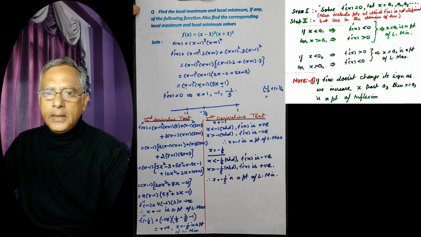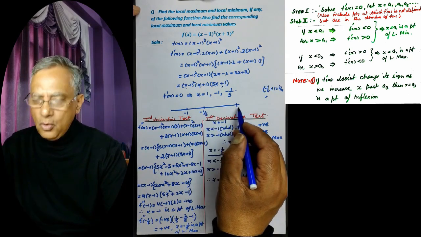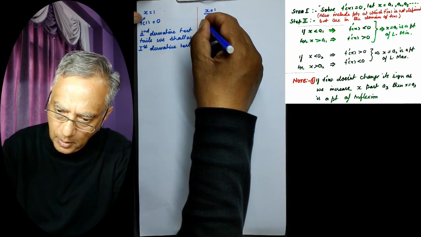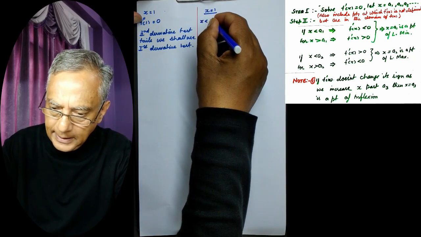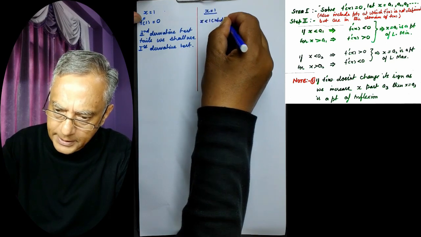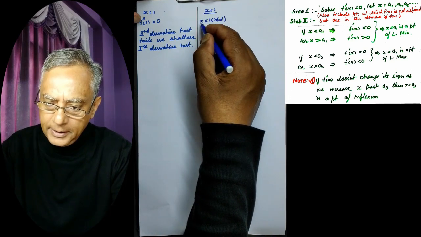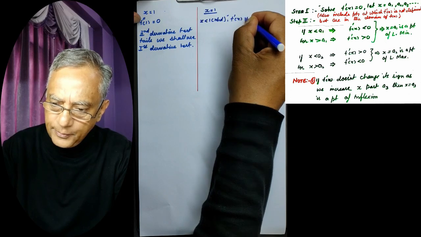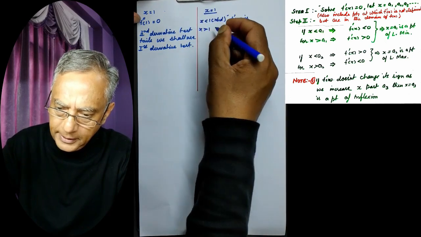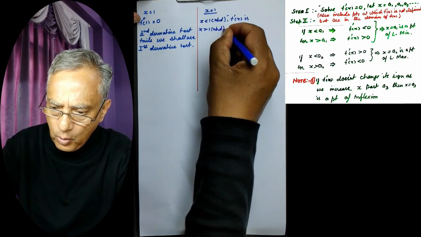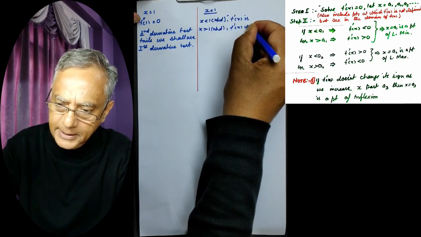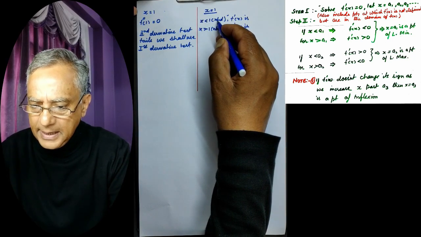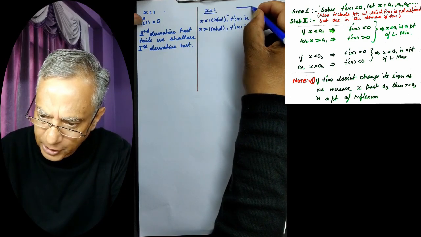Now the last point is x equal to 1. At points in the neighborhood of x less than 1, we have to find the sign of f dash x, and for points in the neighborhood of x greater than 1, we have again to find the sign of f dash x. Now for x less than 1, we had these 3 points.